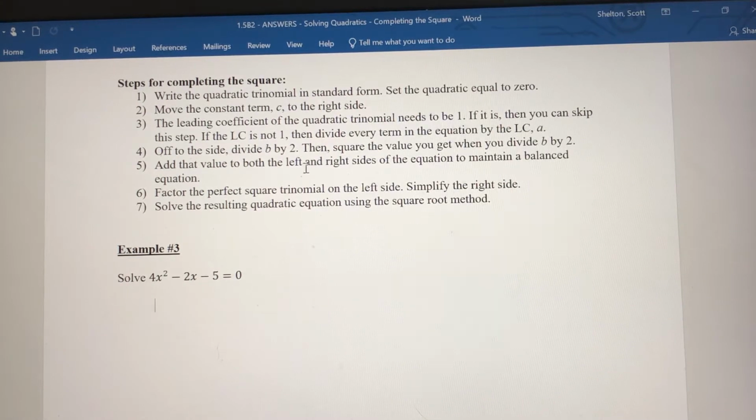So in this video, we're going to solve quadratic equations by completing the square. But in this video, unlike the previous one, the leading coefficient is not going to be 1, okay? So we're going to have to actually do step 3 this time. All right, so let's review the steps.